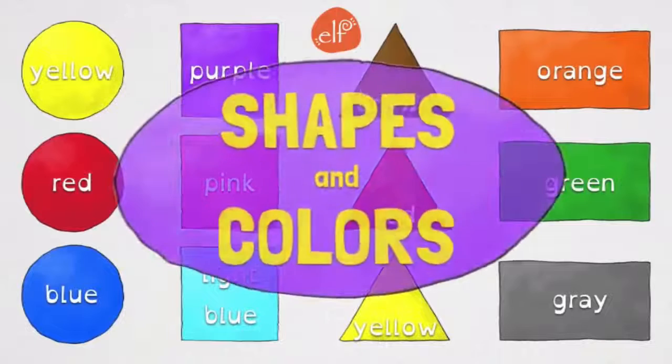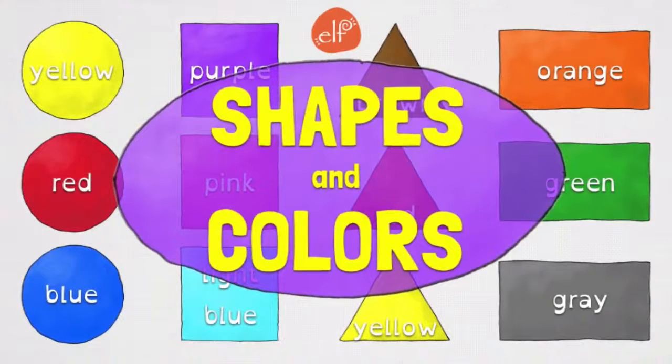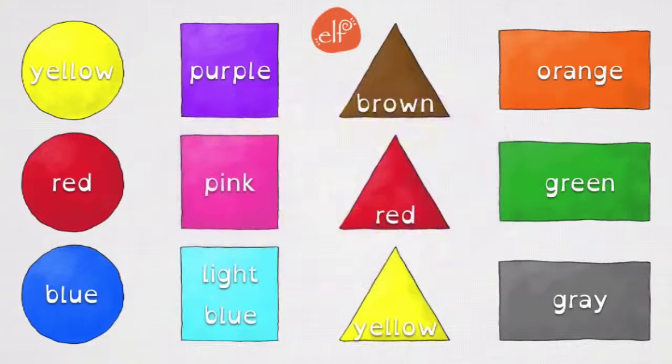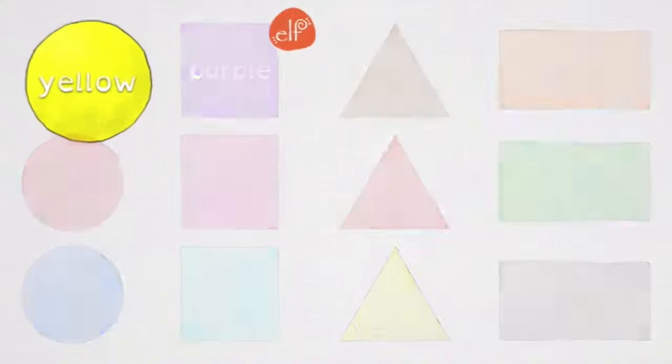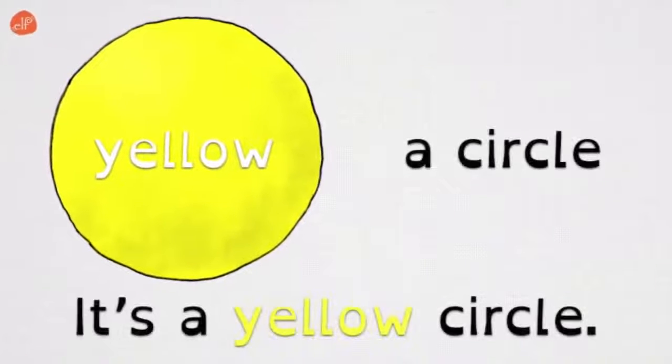Everyone, this is Elf Learning with Shapes and Colors. What color do you see? What shape do you see? Here we go. Yellow.